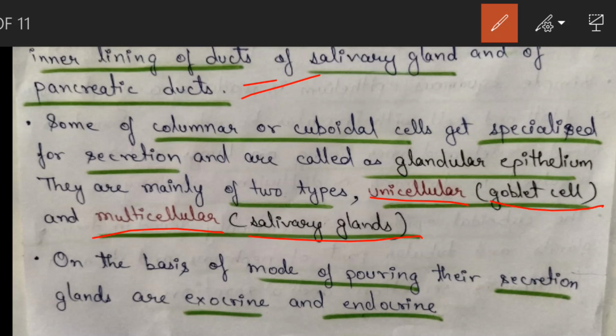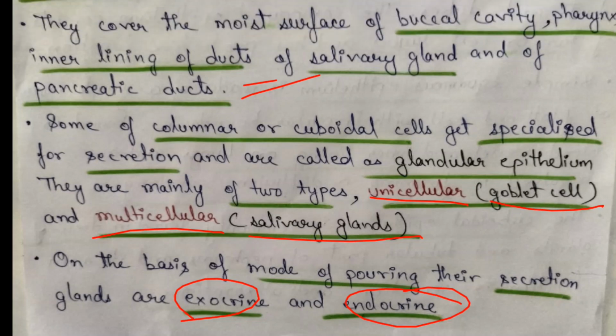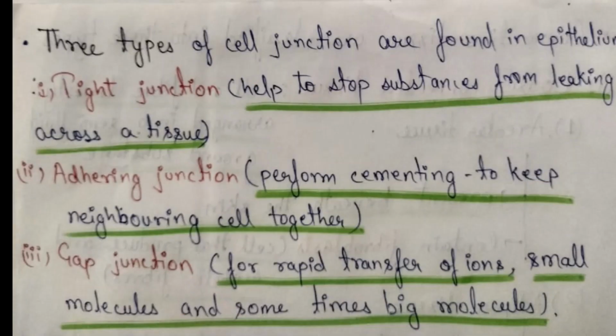On the basis of mode of pouring their secretion, glands are exocrine and endocrine type. And you know, in exocrine glands a duct is there, and in endocrine glands the duct is absent. That's why they are known as ductless glands. We will discuss their examples in our digestive system chapter and chemical coordination chapter.